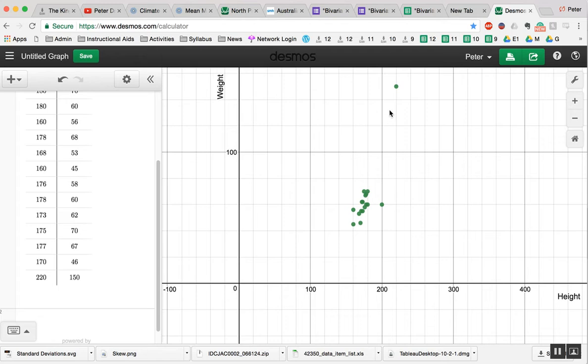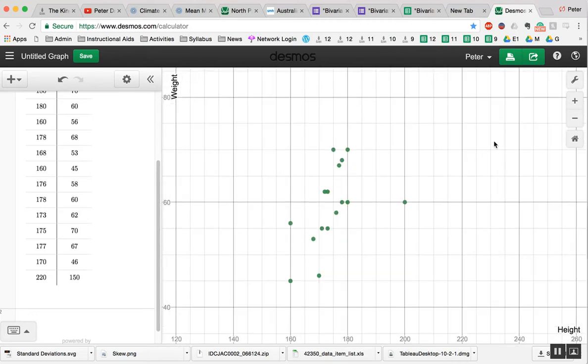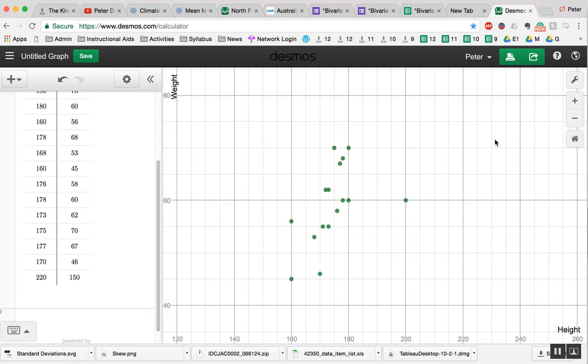That's bivariate data in a nutshell. I think it's more interesting than single variable because you do get that link. You can go and study how closely things are connected, which is nice.